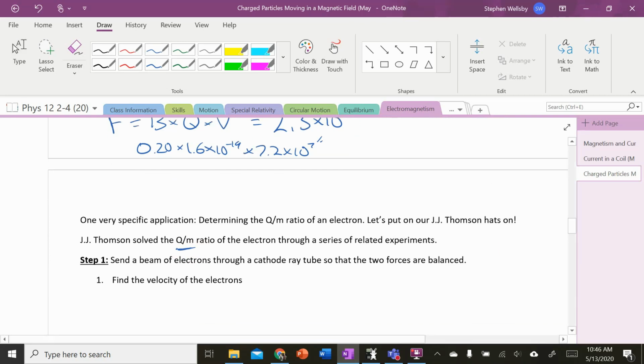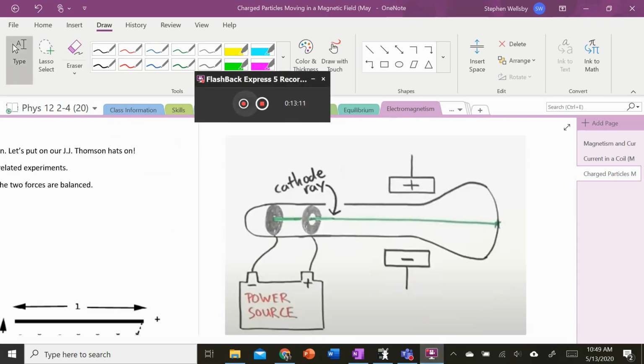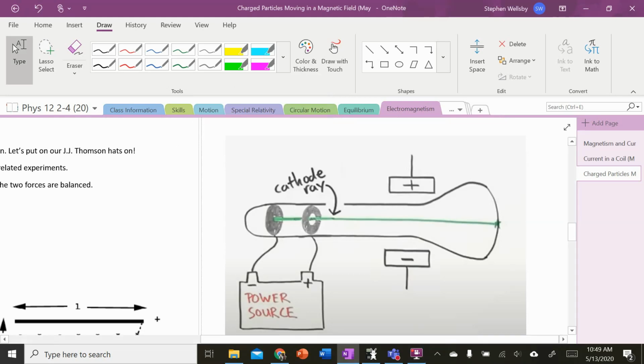So in this experiment here, JJ Thomson attempted to find out the charge to mass ratio of what he called a cathode ray tube, or what he called cathode rays. So this is a cathode ray tube, or a diagram of a cathode ray tube. Essentially what it is, you have a power source here, which fires electrons, because there's a positive plate here and a negative plate here. And this causes electrons to fly out of this plate and down this path here.